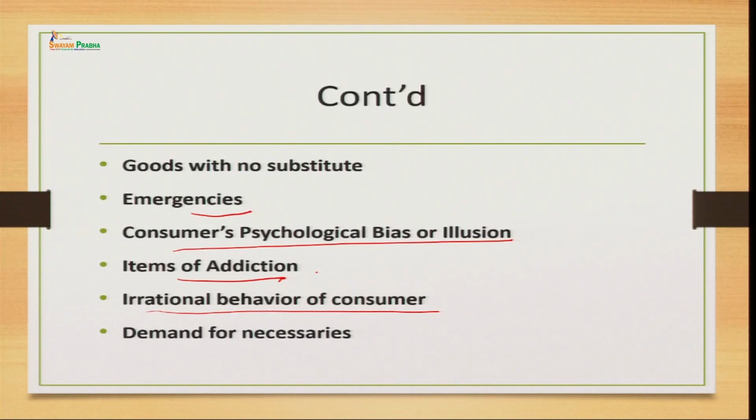Irrational behavior of a consumer: if a person is behaving irrationally, not considering the utility which the person is going to get out of that commodity or the price which they are paying for it, in that case also the law of demand will not work. And demand for necessary goods, right, the items which are necessities, there also we cannot go by the prices because they are necessary items.